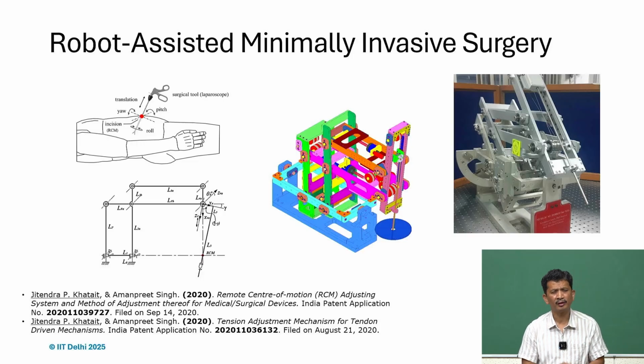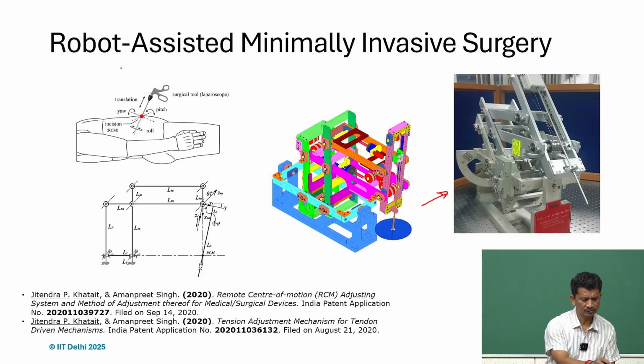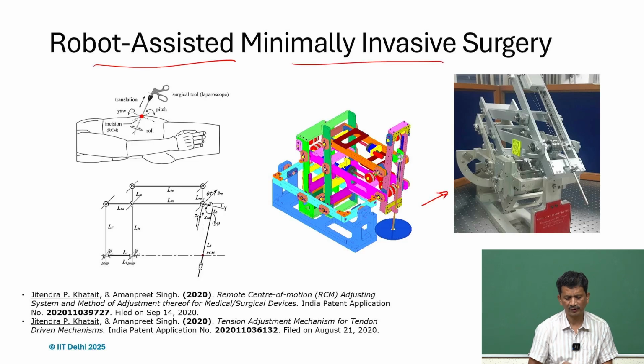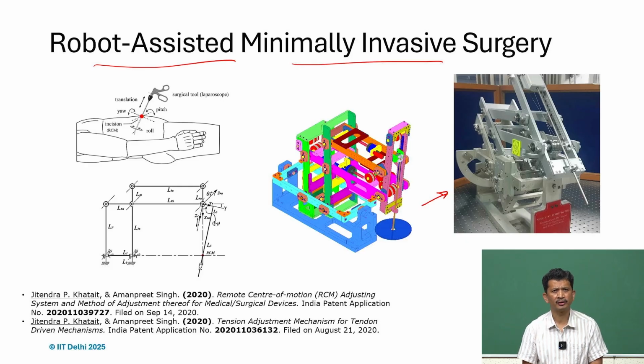Another interesting example, and many times that's what we use compliance for, is a robotic application: robot assisted minimally invasive surgery. If you are aware of Da Vinci robots, it's the state of the art, and there are many such commercial or research minimally invasive robotic surgical systems, and most of them are based on the double parallelogram concept.